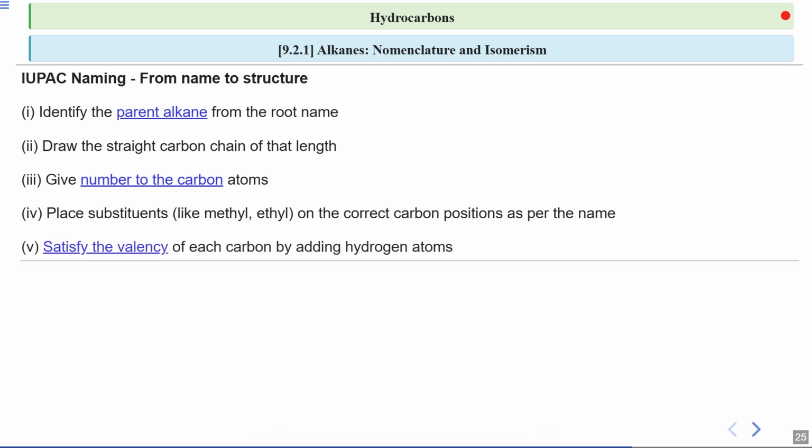So finally, we need to satisfy the valency of each carbon atom by adding the appropriate number of hydrogen atoms. Carbon typically forms 4 bonds, so we add enough hydrogen to ensure each carbon has a total of 4 bonds. Now, this completes our structure.